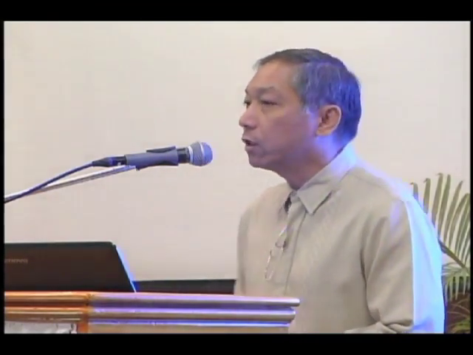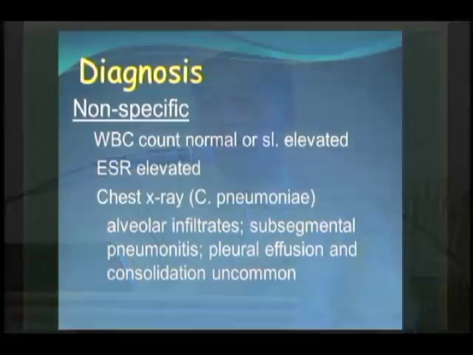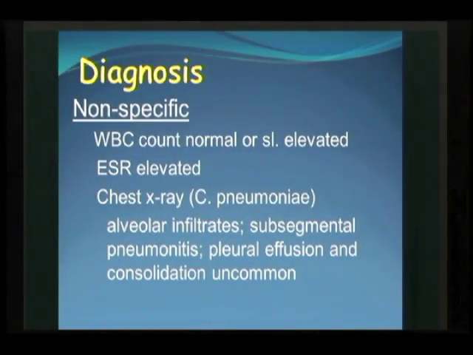For example, if you take a look at the findings for Chlamydophila, you will see alveolar or patchy infiltrates. You may see subsegmental pneumonitis, meaning you will just see very minimal streaky infiltrates, and the usual findings of consolidation and pleural effusion are usually not seen.